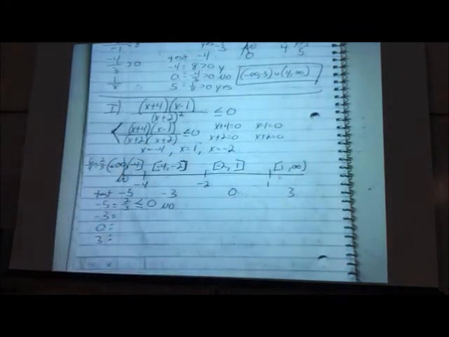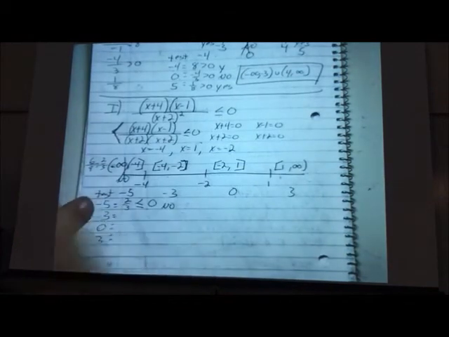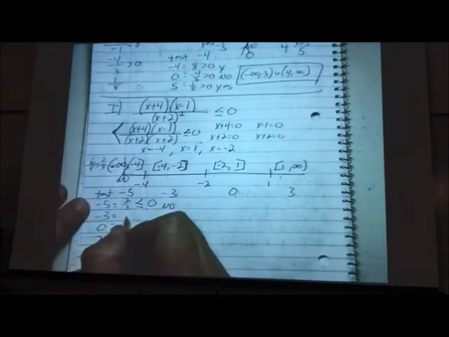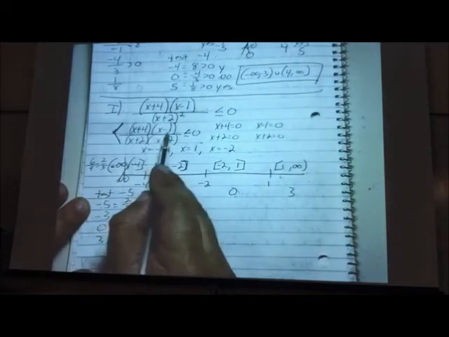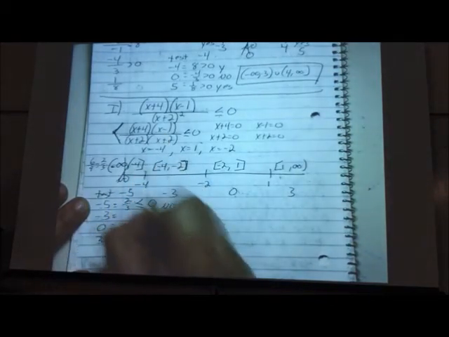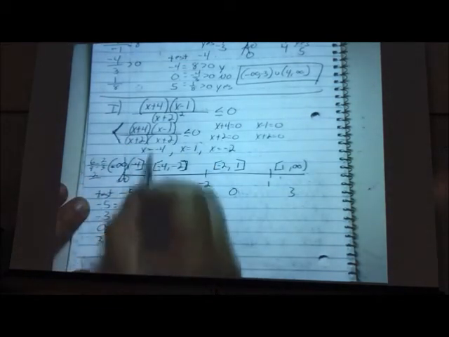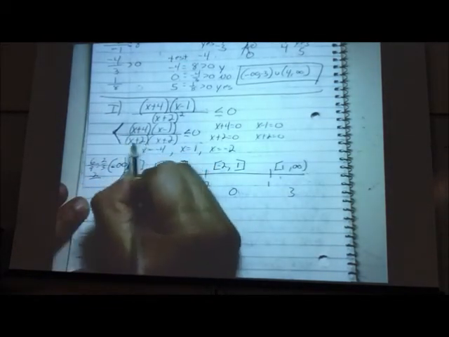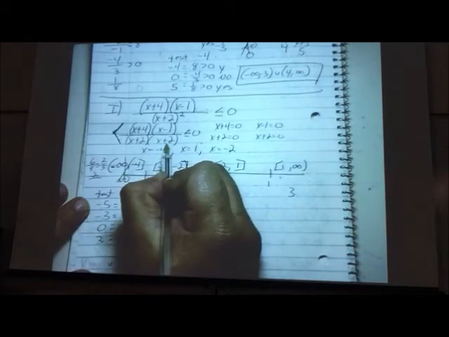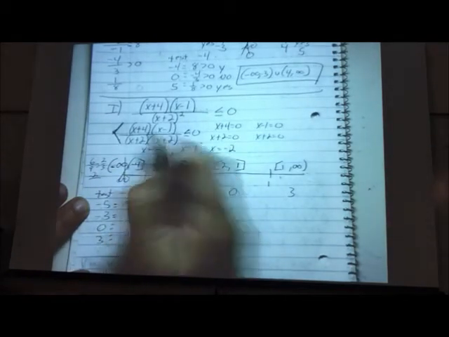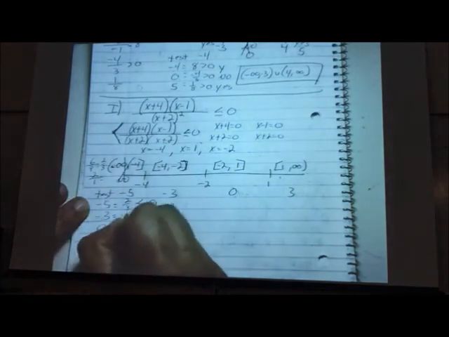So we cross out that one. Our next test is negative 3. Negative 3 plus 4 and negative 3 plus 1 gives me a 1 and a negative 2. 1 times negative 2 is negative 2. Then negative 3 plus 2 is a negative 1, and negative 1 times negative 1 is a positive 1, so it comes out to negative 2.